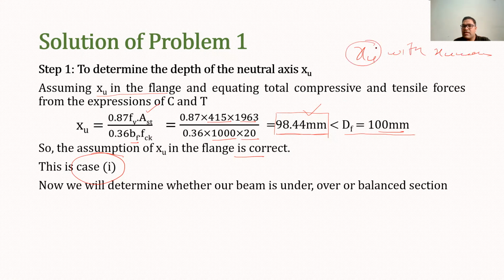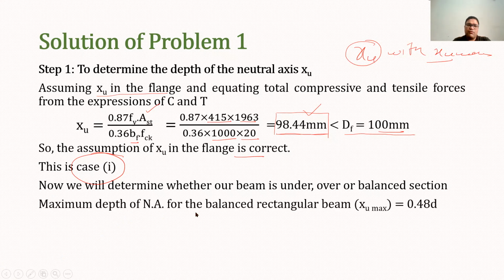If XU is less than XU max, then our section will be an under reinforced section. If it is equal to XU max, it will be a balanced section. And if it is more than XU max, it will be an over reinforced section. For all three of these sections, we have different MR formulas. That is why it is very important to determine whether our section is under reinforced, balanced, or over reinforced.